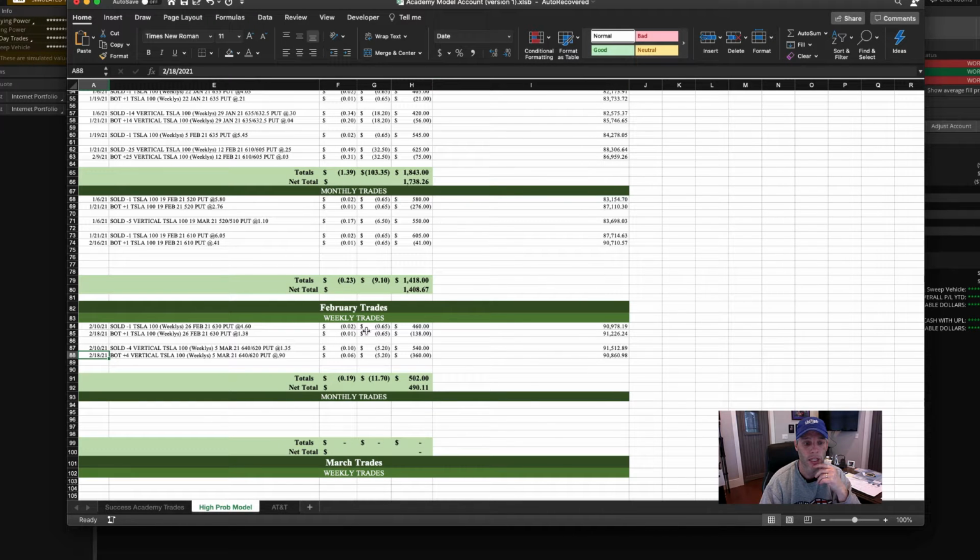So these are our trades. We placed them on the 10th. We sold this 630 put. We got 460. We bought it back for 138. So we kept most of it. These spreads we sold, got 540, bought them back for 360. So we gave back most of it.